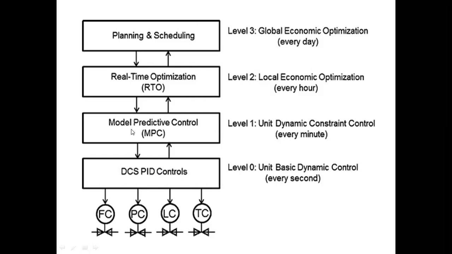Okay, then it goes to model predictive control, MPC. Then it is real-time optimization, and then planning and scheduling. It is the higher level. But how does it work? First, in a previous section, I told you about the Tesla car. So Tesla car is one type where model predictive control action strategies are taken.